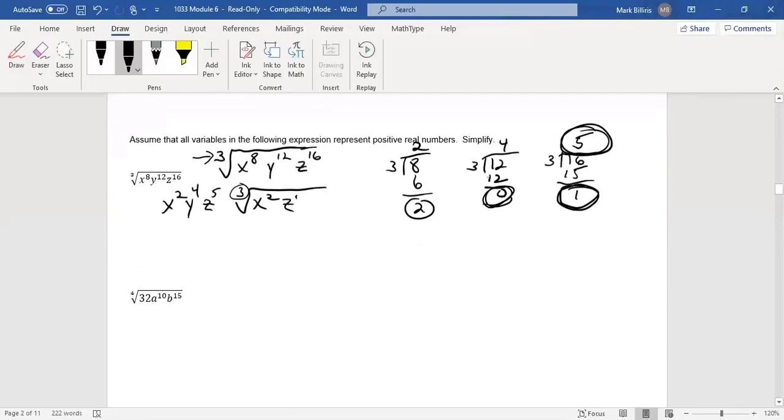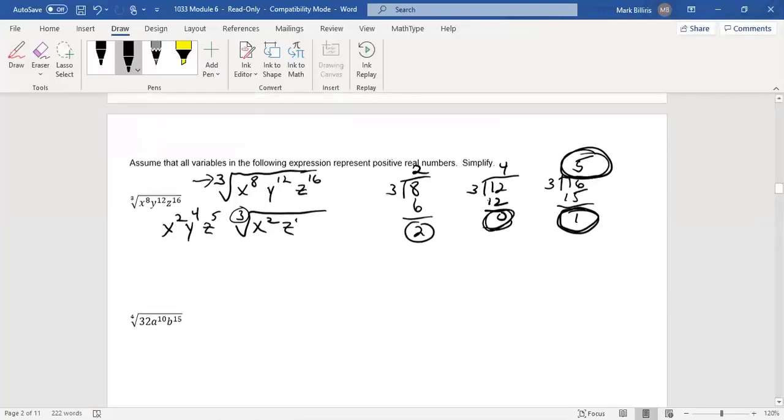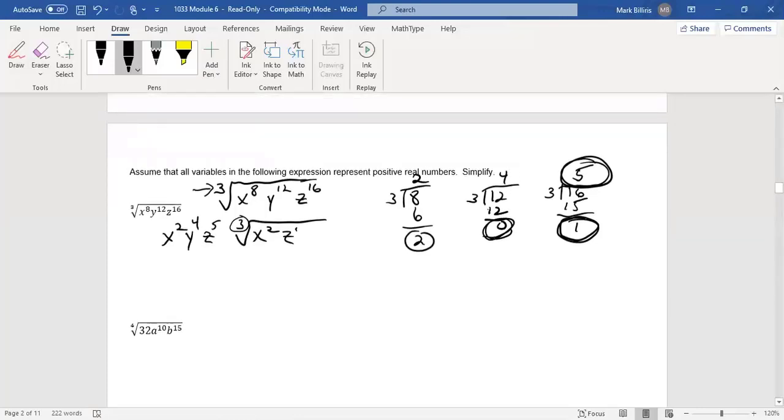Okay, so next, we have the fourth root of 32, a to the 10th, b to the 15th. So we don't divide 4 into 32. Remember, we're just dividing exponents. So what do I need to do to express 32 so it has exponents? I'm going to use the factoring tree. So I'm going to start out with whatever my coefficient is. In this case, it's 32. Since 32 is an even number, I know that 2 will go into it. And I keep breaking down the number. So 32 is 2 to the 5th power.